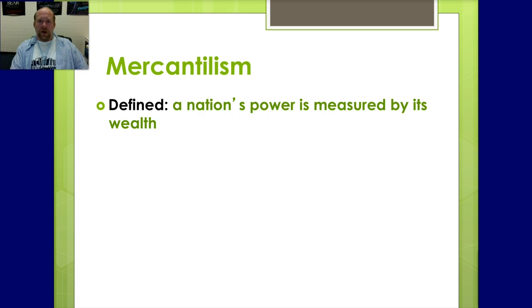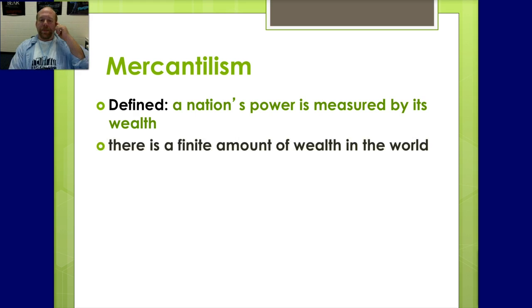Mercantilism. Mercantilism is something you'll hear a lot in this unit. The definition of mercantilism is a nation's power is measured by its wealth. Okay, so the more you have, the more powerful you are. You believe that? I don't know. Let's talk about the USSR later.